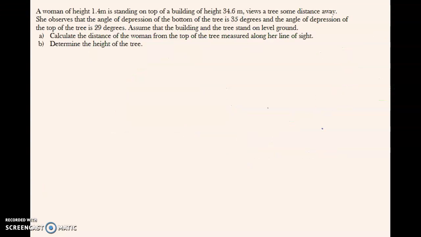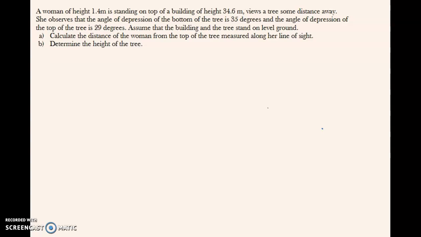So this is my question for this video. A woman of height 1.4 meters is standing on top of a building 34.6 meters high, and views a tree some distance away. She observes that the angle of depression at the bottom of the tree is 35 degrees and the angle of depression at the top is 29 degrees. So the first thing we need to do is to draw a diagram.